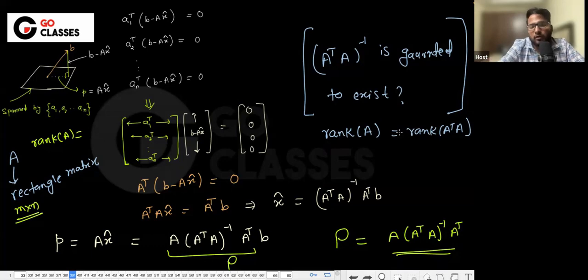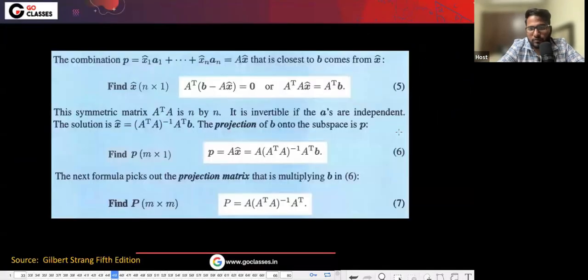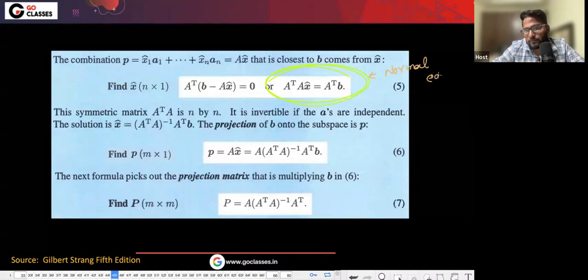Okay. So now let's do one thing. Maybe I can show you some questions and then you can try to solve them. So this is step one that we have done. We are saying that we want to solve for this x cap. This projection we have got is A x cap. So A transpose A x cap equals A transpose B. This is actually the popular equation. We will talk about it again in linear regression. This is also called the normal equation. Okay, normal equation.